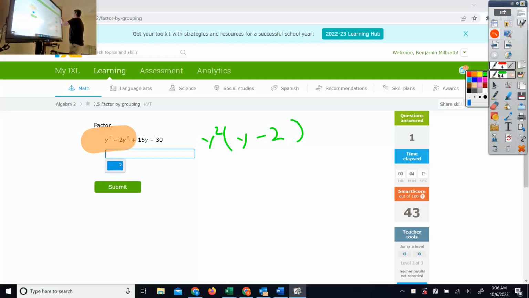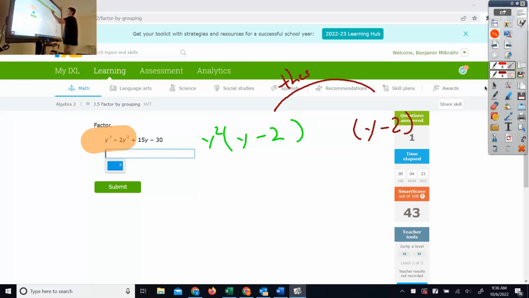Now the nice thing about factoring by grouping is once you get one factor, it has to repeat. Just remember, these match. So let's go look at the other pair. I can pull a 15 from both of those things. Think about your distributive property. 15 times y is 15y, 15 times negative 2 is negative 30.